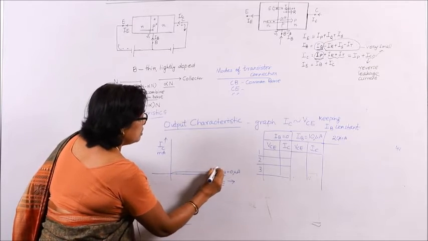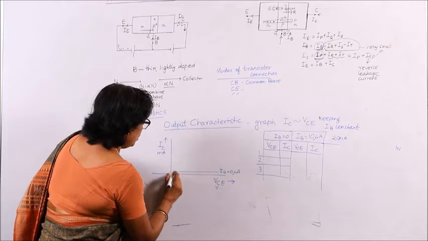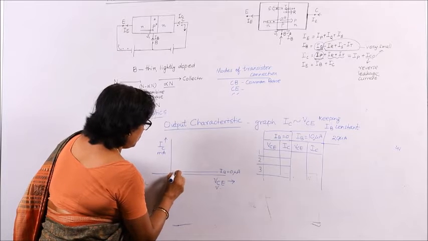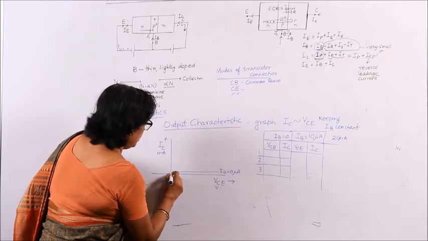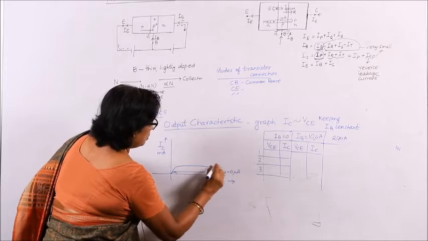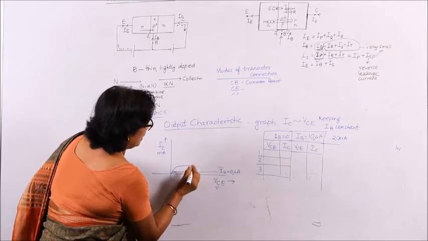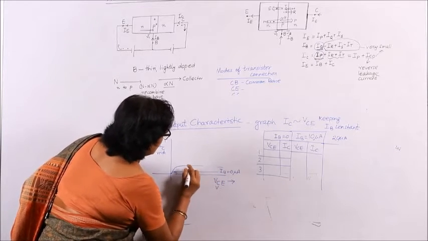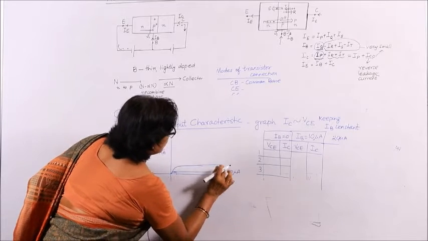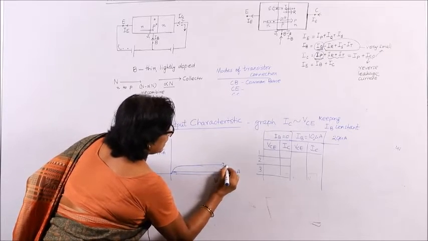Next, you change base current to 10 microampere, the graph will be something like this, not parallel exactly, but it will increase a little. So, this is base current 10 microampere.